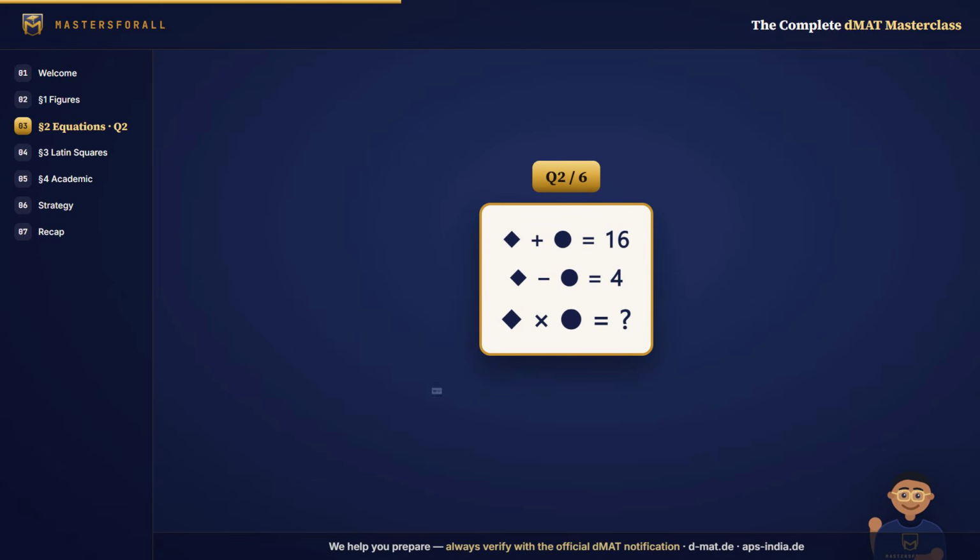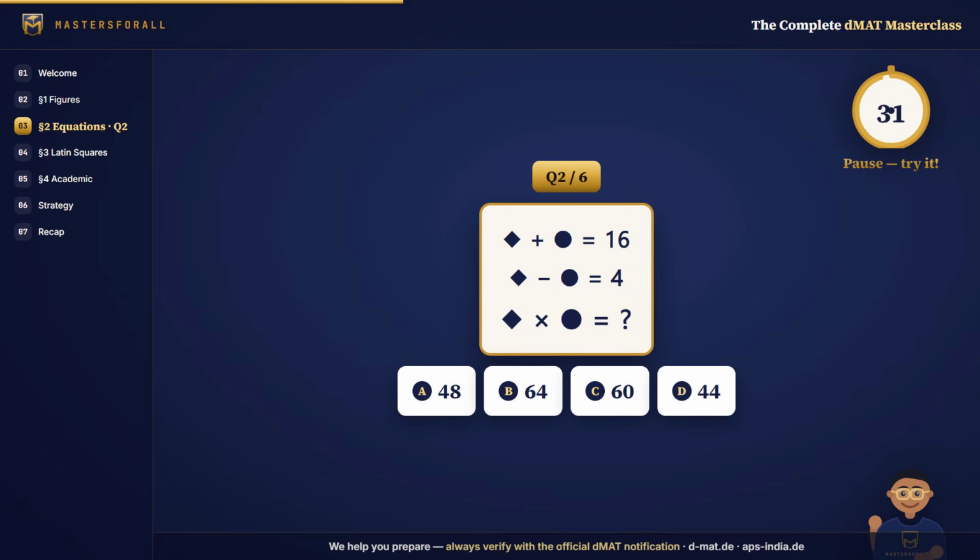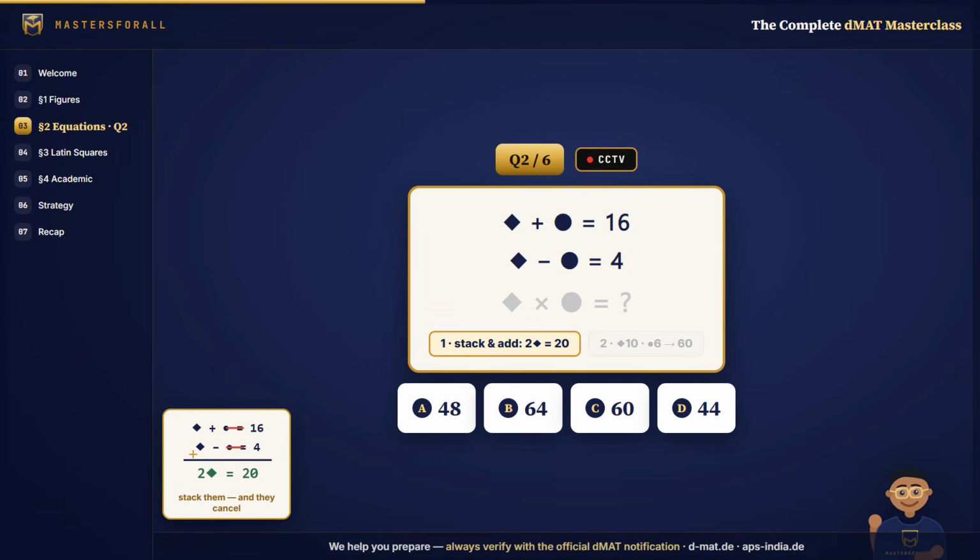A plus line and a minus line. You know the move. Stack and add. The circles cancel. 2 diamonds make 20, so a diamond is 10. Then the circle is 6, and 10 times 6 is 60. The answer is C.